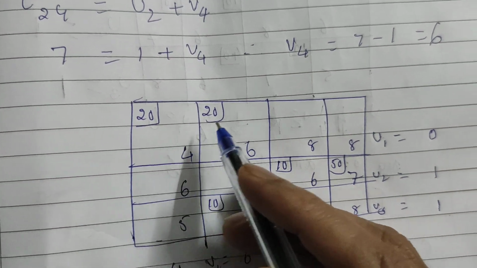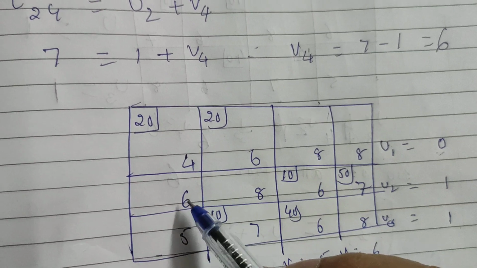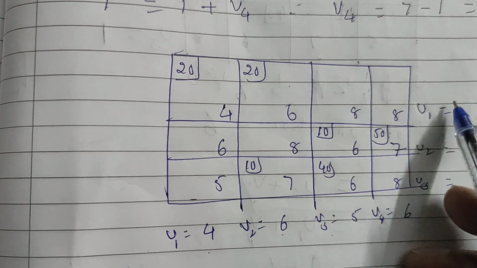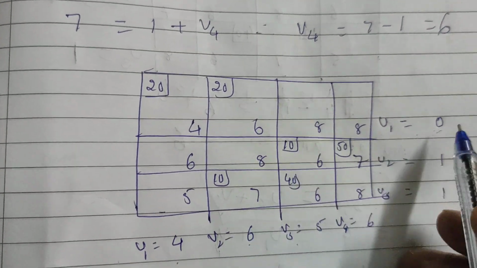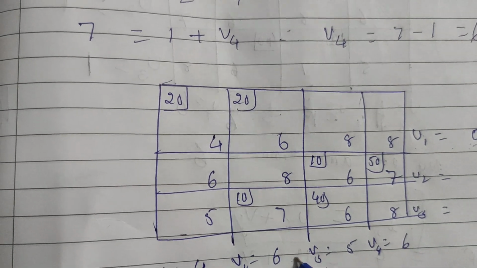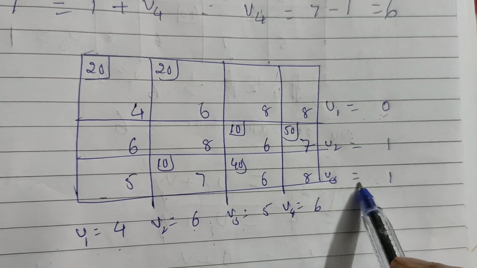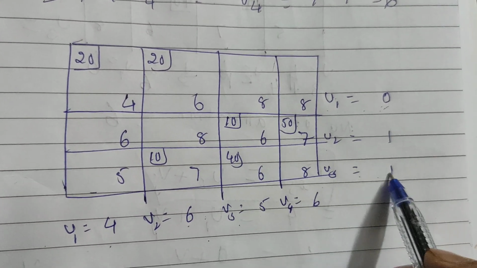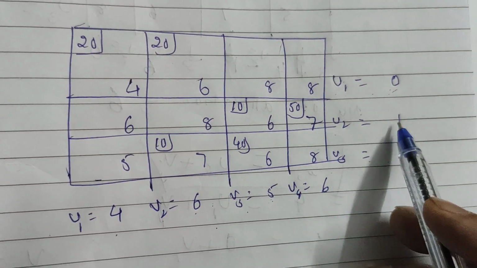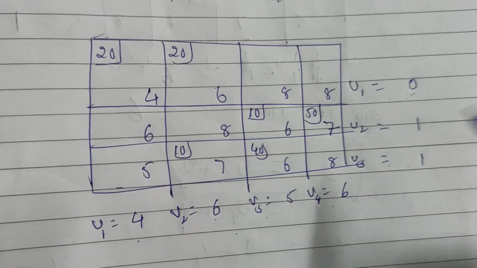Now I will roughly explain it again. Assuming U1 is equal to 0, so 4 minus 0 is equal to 4. Next, 6 minus 0 is equal to 6. Next, 7 minus 6 is equal to 1. Next, 6 minus 1 is equal to 5. Next, 6 minus 5 is equal to 1. Next, 7 minus 1 is equal to 6. This is one method.